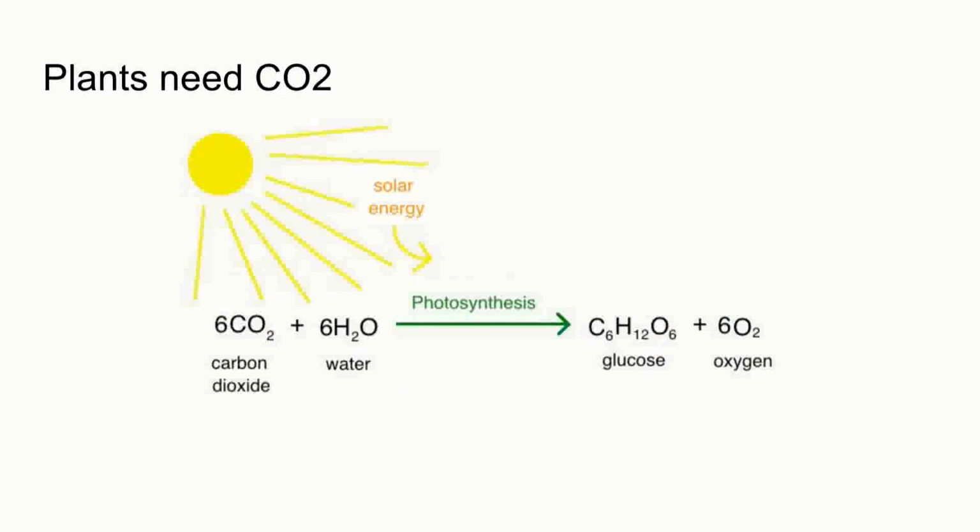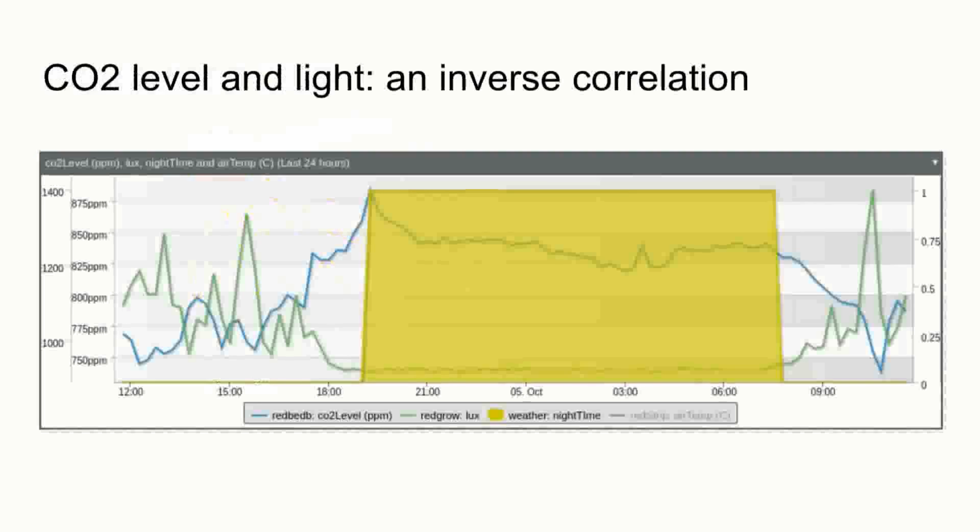So first off, plants need CO2. They use CO2 and water plus some solar energy, and they create glucose, and they release oxygen into the atmosphere. So this is an interesting process, but CO2 and water are the main parts of this process, along with solar energy, of course.